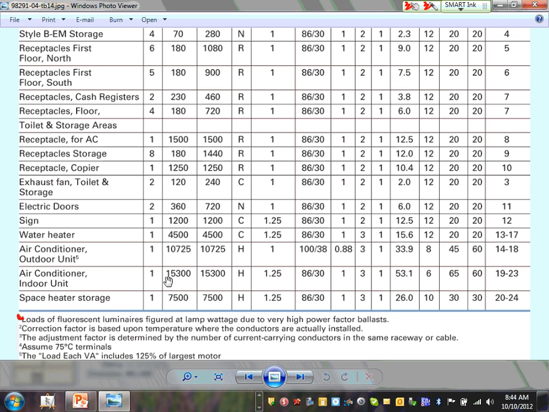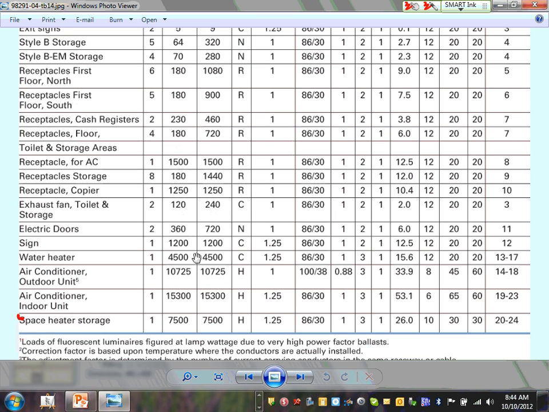Air conditioning. Here's the amount of the air conditioning. It's hermetic motors, 1.25. And then you size it, it's 53.1 amps. Number 6 based on 75 degree because 3-phase. And the overcurrent protection device for that one is 60 amps. Okay, so any question, guys, about this table? Because there is an example, homework that you have to do based on this.